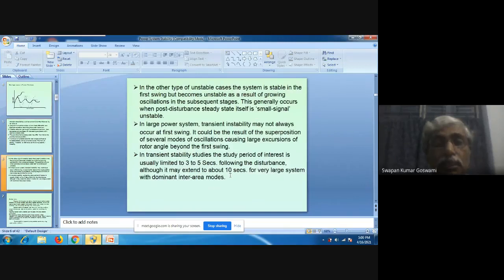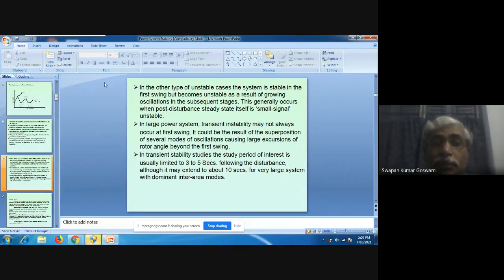What are these instabilities? In the other type of unstable cases, the system is stable in the first swing. That means in the first swing, delta is increasing, reaching a maximum and then decreasing again. Speed is increasing, becoming above synchronous and then decreasing, becoming synchronous again and then becoming less than synchronous again. But in the subsequent swing, the amplitude may increase. It may exceed the first swing case.